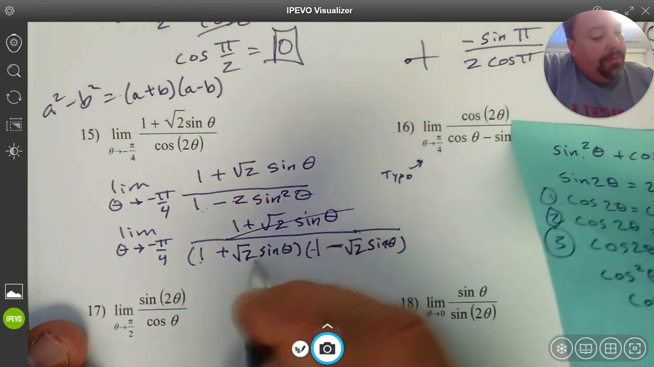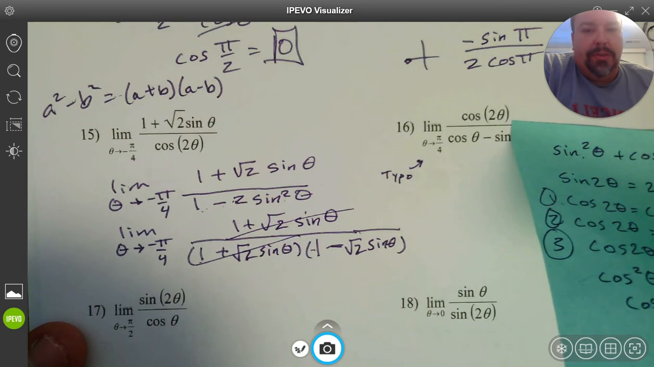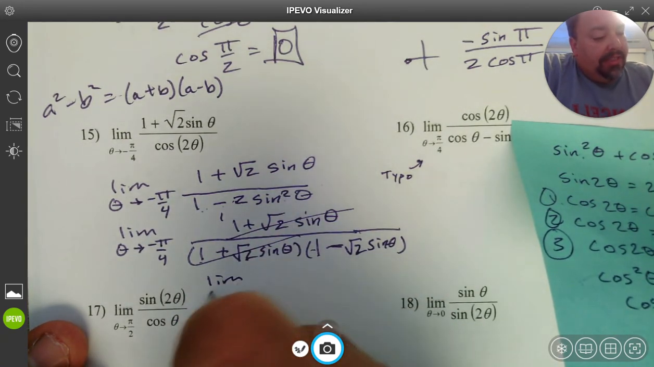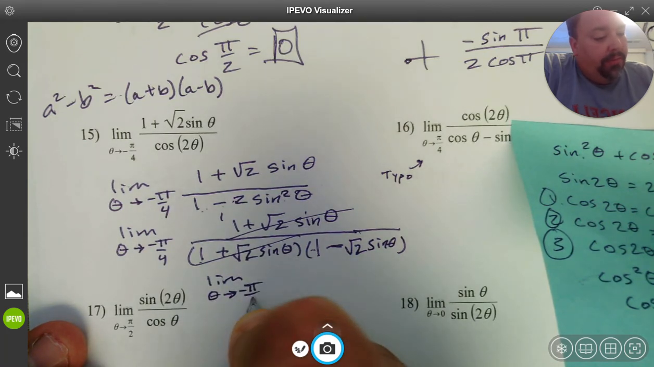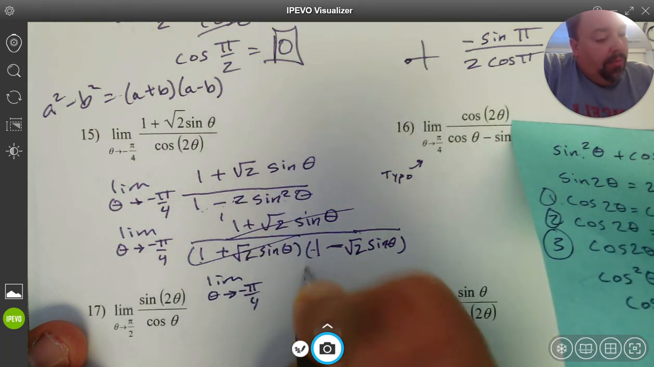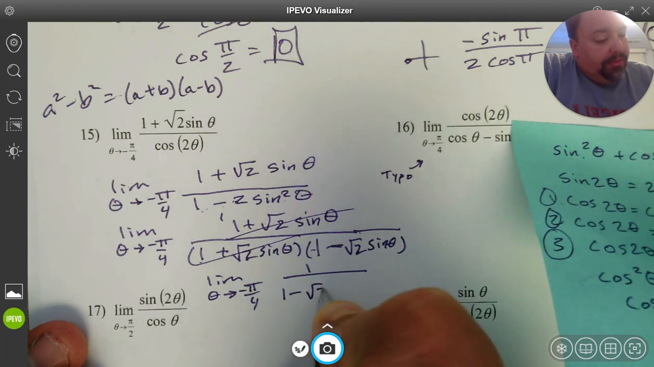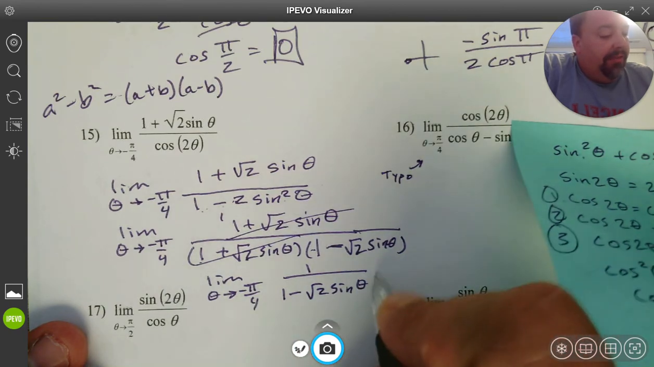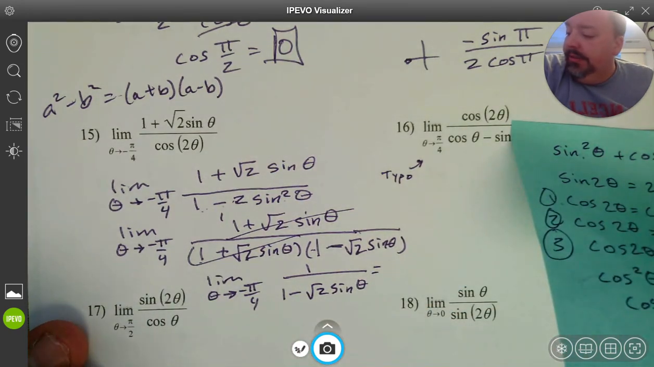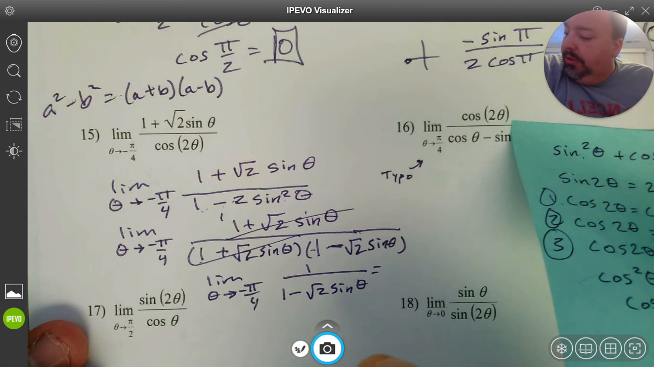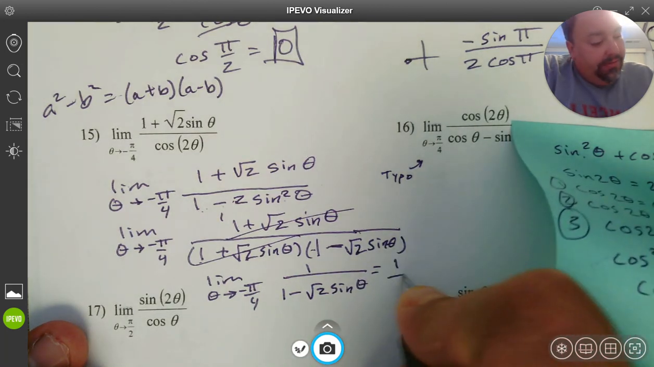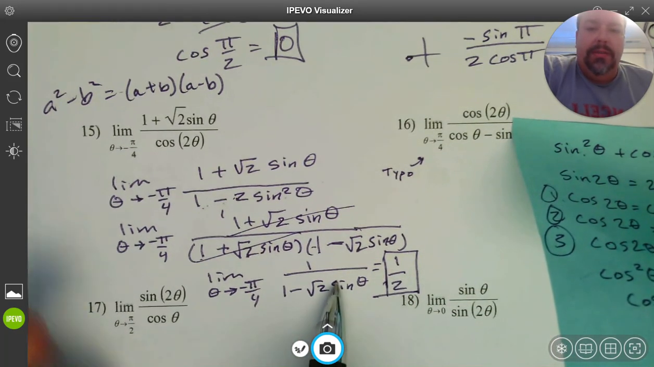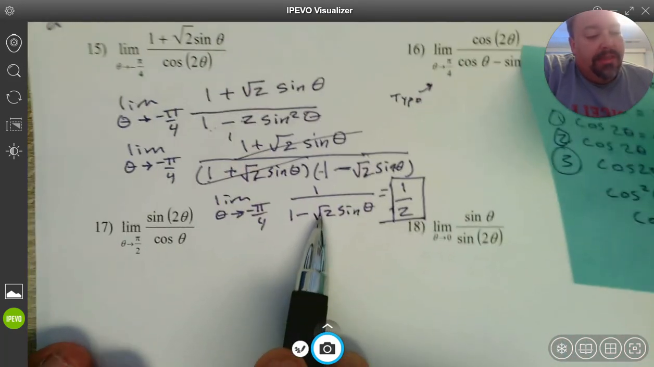And now we can cancel the 1 plus square root of 2 sine theta. That leaves us with the limit as theta goes to negative pi over 4 of 1 over 1 minus square root of 2 sine theta. At that point, you can put negative pi over 4 in there. And if you work that out, you should get 1/2 for your final answer after a little bit of arithmetic there in trig.